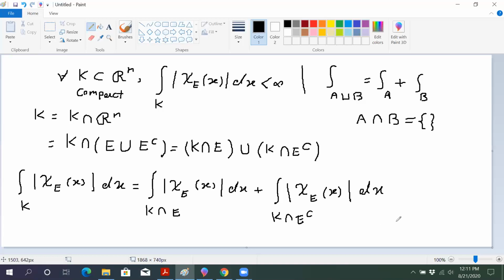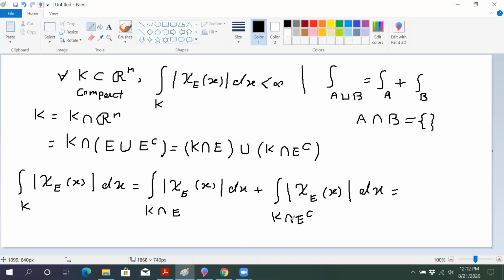What is next? Do you have any idea what is next? K is the disjoint union here, so this integral on K is the integral on K intersection E plus K intersection E complement. So what is next? Now you tell me, what can you say about this integral? What is the value of this integral? I claim that this is 0. But why? Can you tell me why?